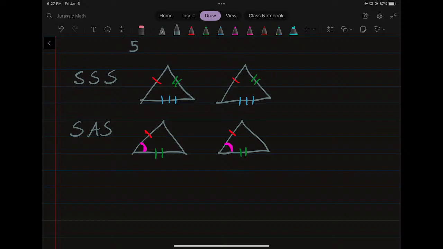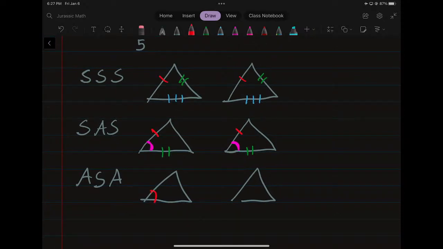And then we have angle, side, angle, which once again, drawing your pictures and color coding big time. You need to have an angle, the side has to be in between them, and then you would have your other angle like that. And once again, you could just turn your paper, you know, whatever way you need to.